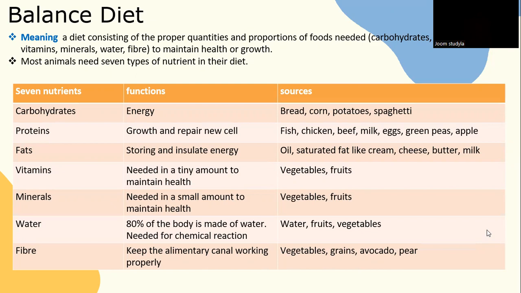And water. If you already learned, 80% of our body is made of water. The reason water is needed and is crucial is because of the chemical reactions in our body. The sources are basically water itself, fruits and vegetables. And fiber. The function of fiber in our body is to keep the alimentary canal working properly. The sources of fiber you can get from vegetables, grain, avocado, pear, and so on.